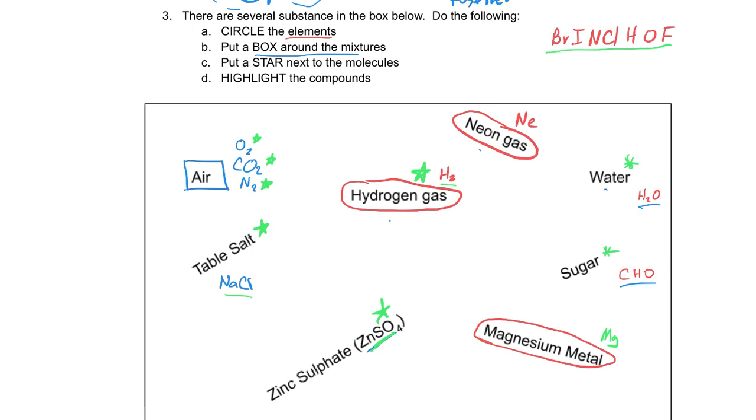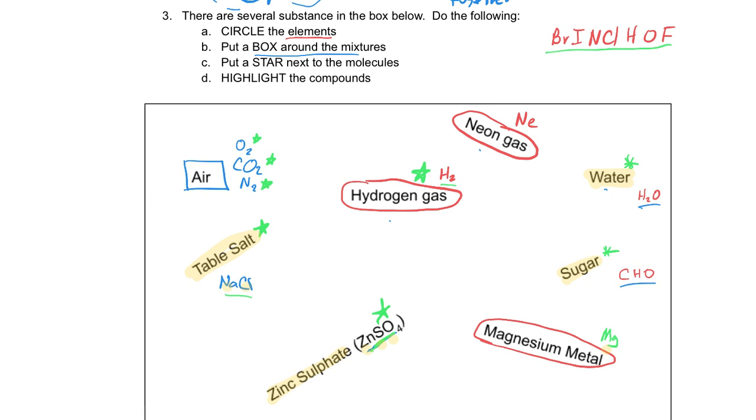So compounds are anything made up of more than one type of atom. So table salt is made up of sodium and chloride, so that would be a compound. Zinc sulfate is made up of zinc and sulfur and oxygen, so that's a compound. Magnesium is only magnesium, so that's not a compound. Sugar is made up of three different types of atoms, so that's a compound. Water is made up of hydrogen and oxygen, so that's a compound. Neon and hydrogen are both elemental, so they are not.